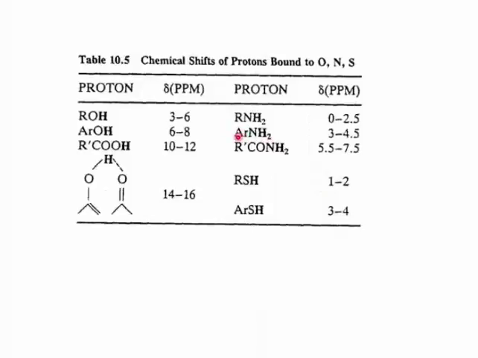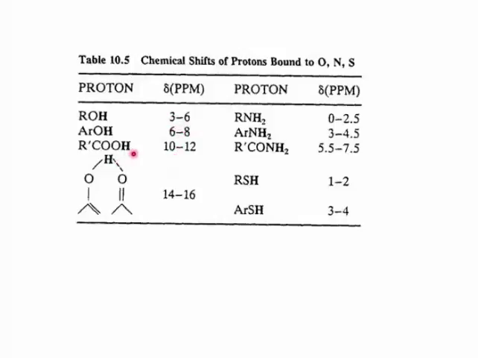Table 10.5, examining some of the entries here. Here there's a considerable variation. A hydrogen attached directly to an oxygen, as in an alcohol or phenol. Well, for alcohol 3 to 6, for phenol 6 to 8. The chemical shifts tend to be higher because of the electron withdrawing effect of the oxygen. But there is a considerable range here, fairly wide range.